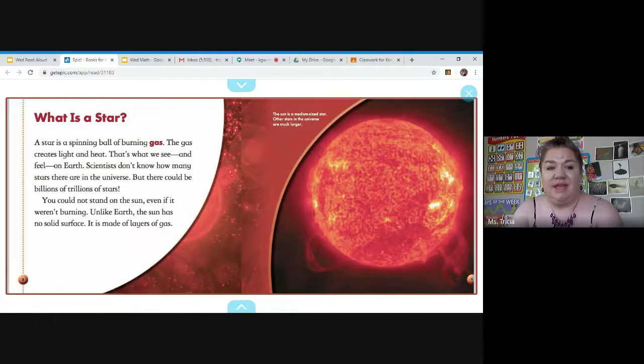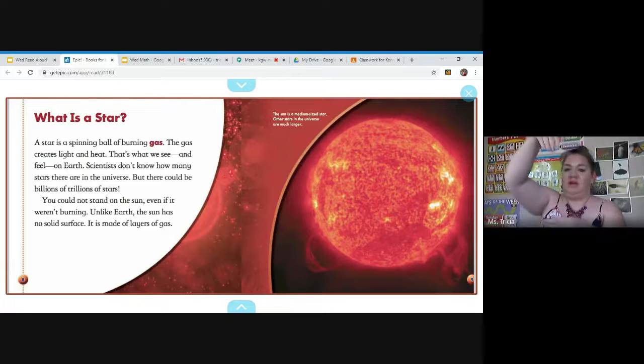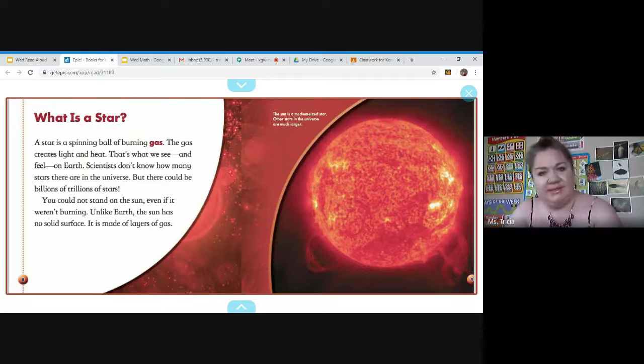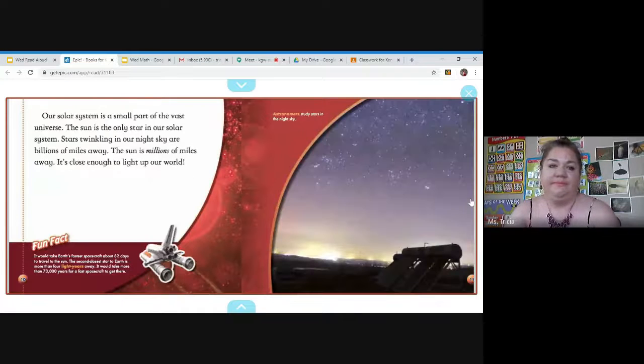You could not stand on the sun even if it wasn't burning. Unlike Earth, the sun has no solid surface. It's made of gas. If you tried to stand on the top of the sun, you would just go straight through because it's all made of gas. The sun is a medium-sized star. Other stars in the universe are actually kind of bigger.